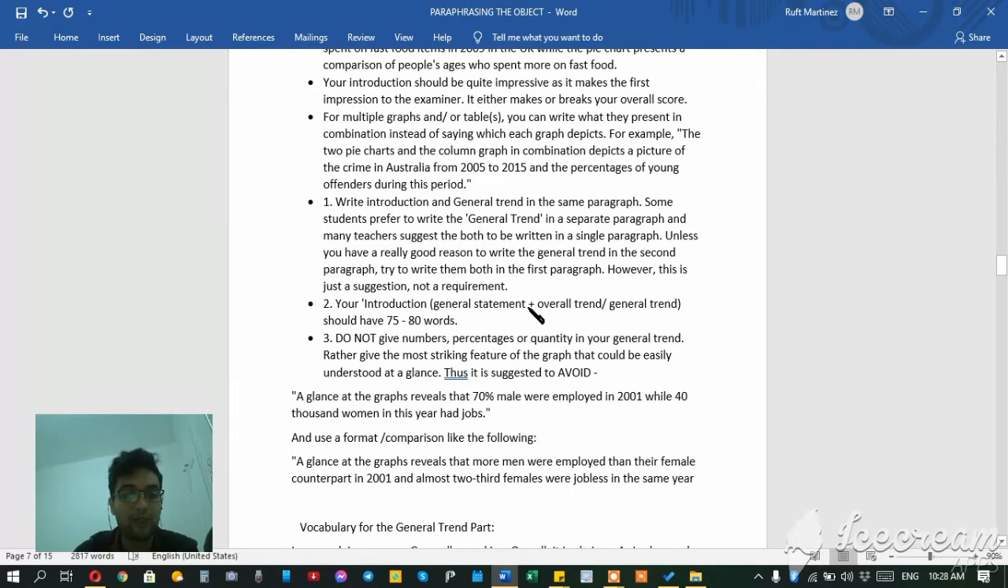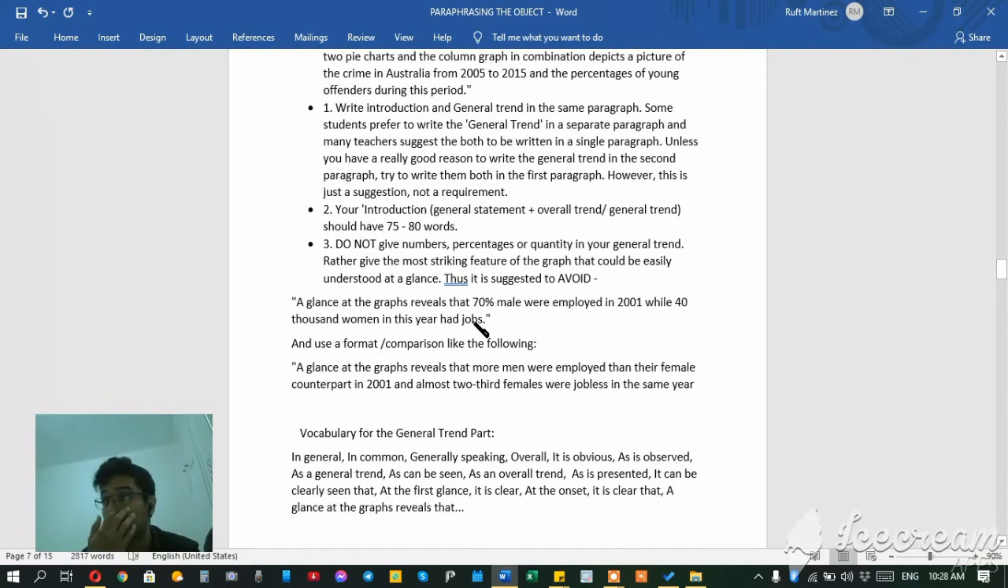So your introduction is general statement plus overall. General statement means the first sentence. Overall trend is the general trend. It should have 75, 80 words altogether, which means 1 or 2 sentences. It's better to keep it to 2 short sentences.